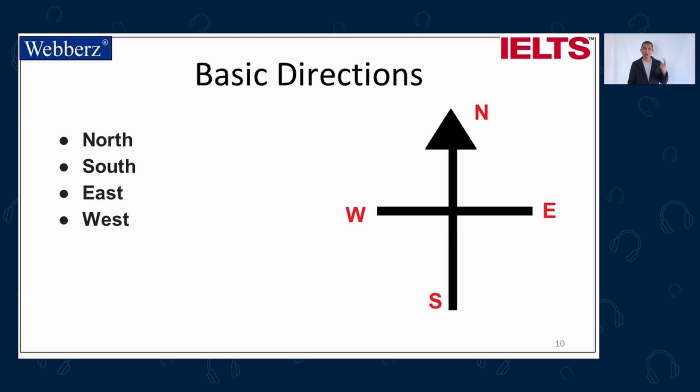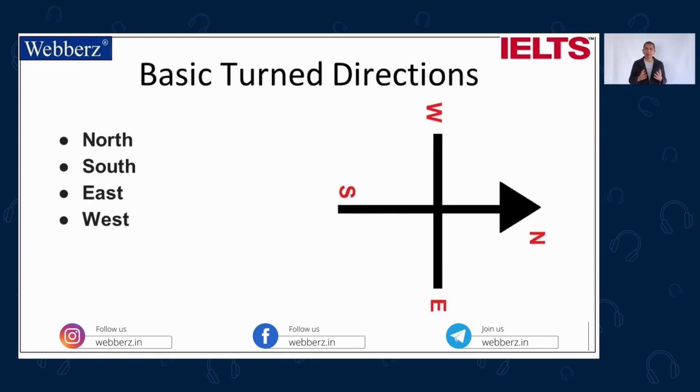Well, they are north, south, east and west. So if you look at the compass, north is on the top, east is to the right, south is below, and west is to the left. Now the basic turn direction. Suppose the compass is not facing towards the north. The compass is different. Now the north and the south are again opposite to each other, whereas the east comes below and the west goes above.